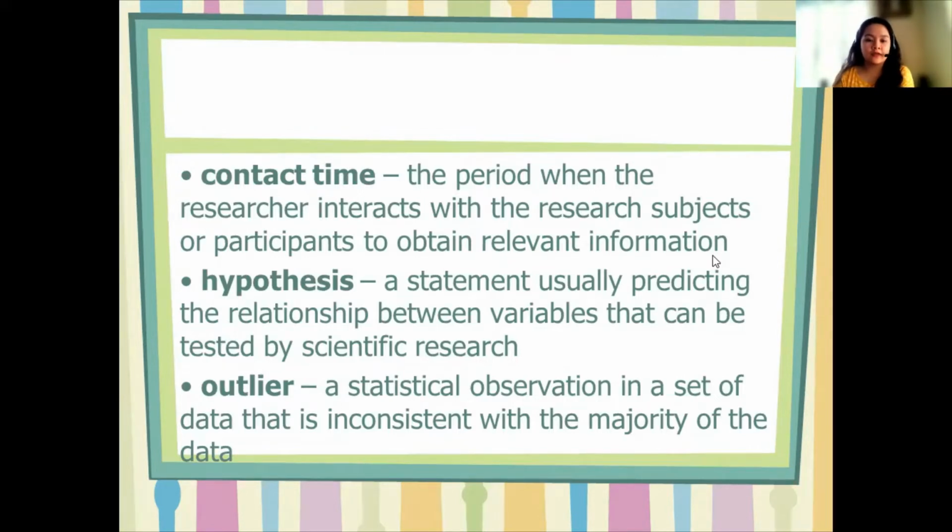Outlier. Ano naman ang outlier? A statistical observation in a set of data that is inconsistent with the majority of data. So, ito yung mga tinatawag nilang discrepancy. Hindi siya consistent, hindi tumutugma. Outlier ay yung mga discrepancy sa na-collect mong data. So, yung mga hindi tumutugma. So, yung the rest of your data collected, magkaka-connect. Pero there are sets of data na hindi kumo-connect sa the rest of your data. That's outlier.